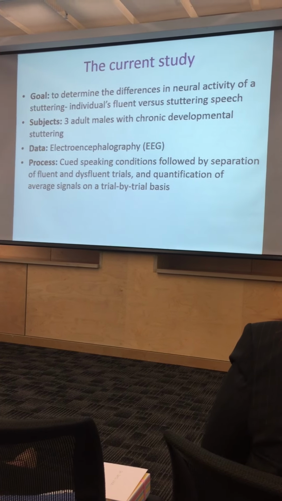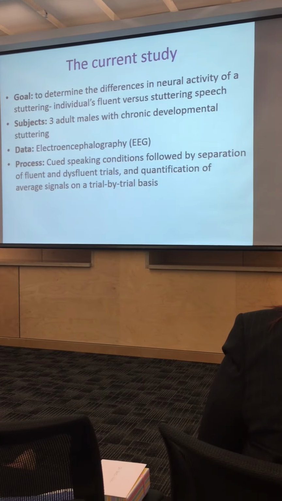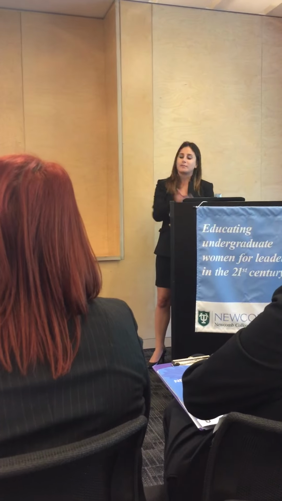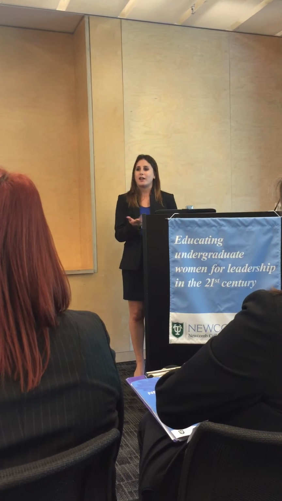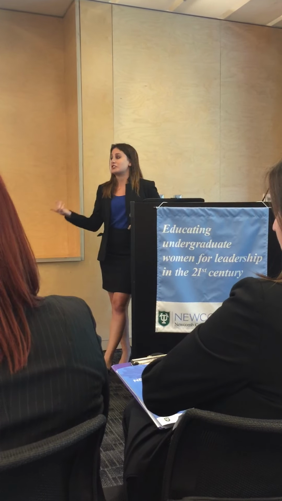What they're going to be doing is a cued speaking condition, followed by separation of these conditions and the data based on whether they stuttered on that word or spoke the word fluently. And that's what I mean by a trial-by-trial analysis, because we're going to be looking at each trial as a data point in my ANOVA study, which is how we're going to see if these differences are significant.